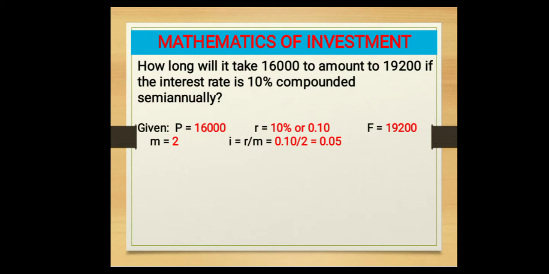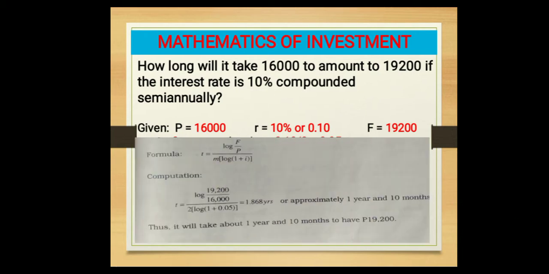Now we are going to substitute it on the original formula. So the original formula in finding the T is equal to logarithm of F over P all over M times log 1 plus I. Okay, so we substitute the given. So logarithm 19,200 divided by 16,000, all over M is equal to 2, so 2 times logarithm 1 plus 0.05. So that is equivalent to 1.868 years, or approximately 1 year and 10 months.